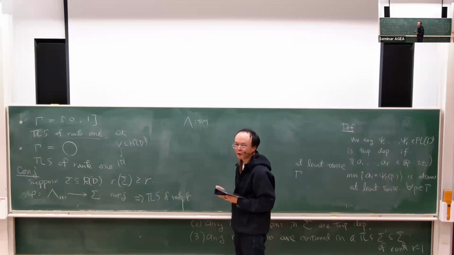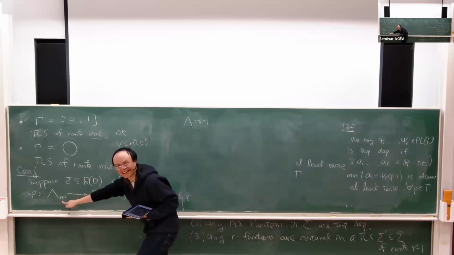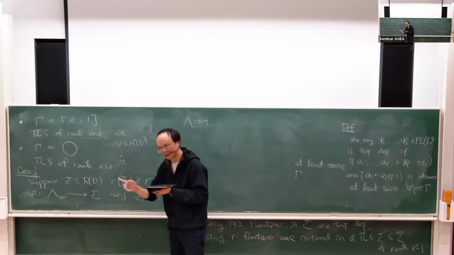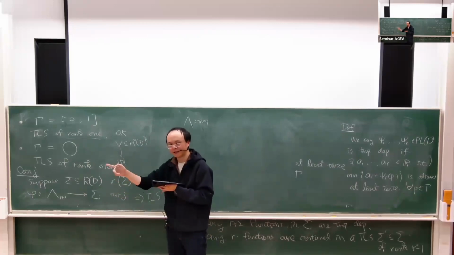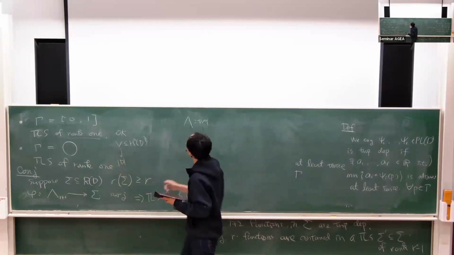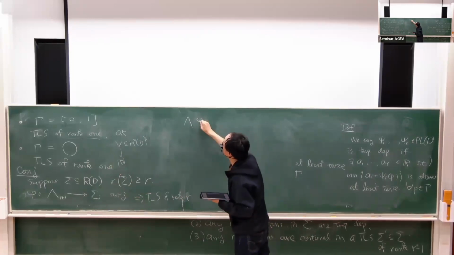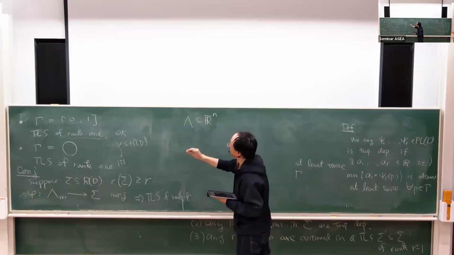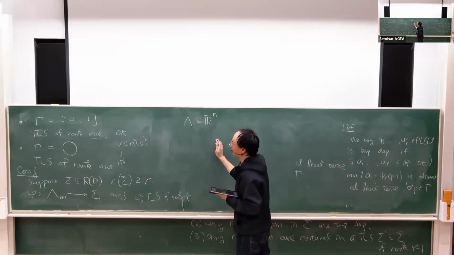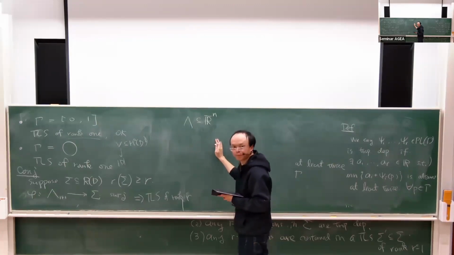But a tropical linear space of dimension R plus 1, you should think of it as something having dimension R. Yeah, because there's a linearity space. So this actually lives in some free module R-bar^n. And our lambda 1, what is lambda 1? Lambda 1 is the point.